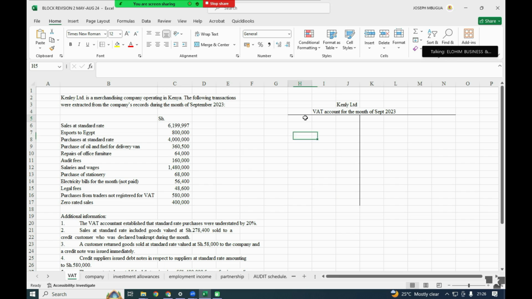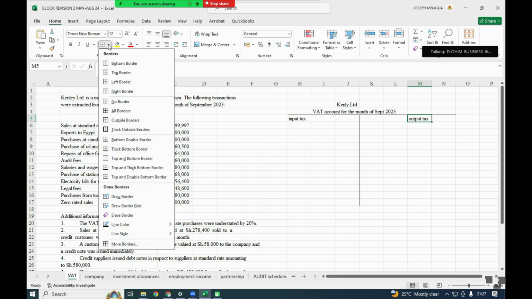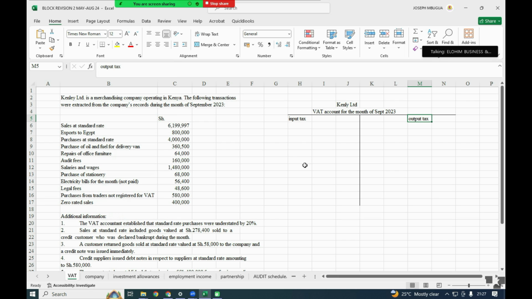our input tax, and we have our output tax. Remember, input we said is for purchases and payment of business expenses, and output is for sales. We start with output and the rest.